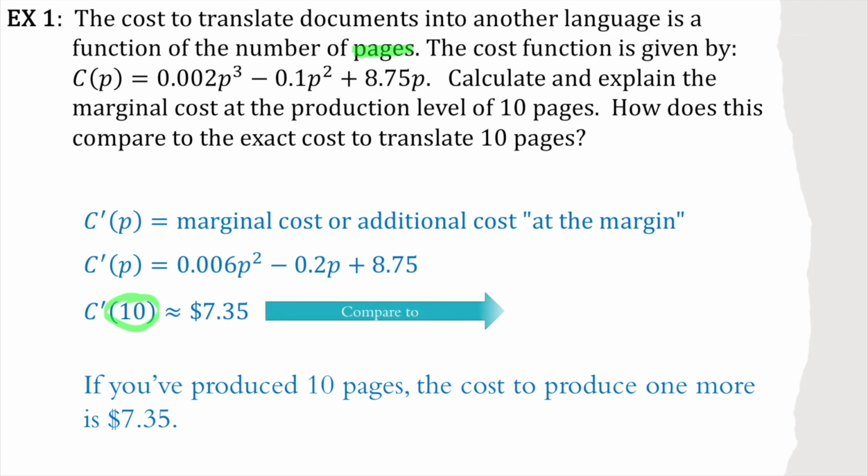Let's compare that to the actual cost to produce one more. The cost of 11 minus the cost of 10, which is about $7.31. So really, really close.